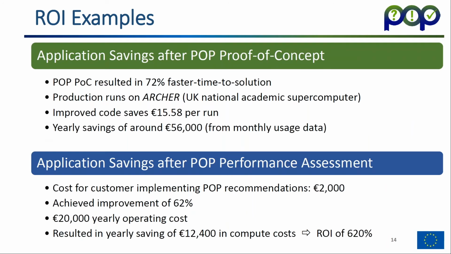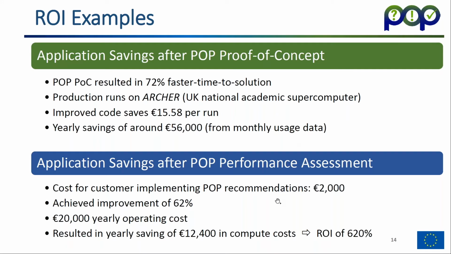Two specific examples where we had detailed information about return on investment. One case was using the old Archer system, which has recently been decommissioned. We were able to get a 72% faster time to solution. That meant that we could save roughly 15 euros per execution run. And because this application was being executed a lot on the Archer system, based on the monthly usage data that's available, that's a yearly saving of over 50,000 euros.